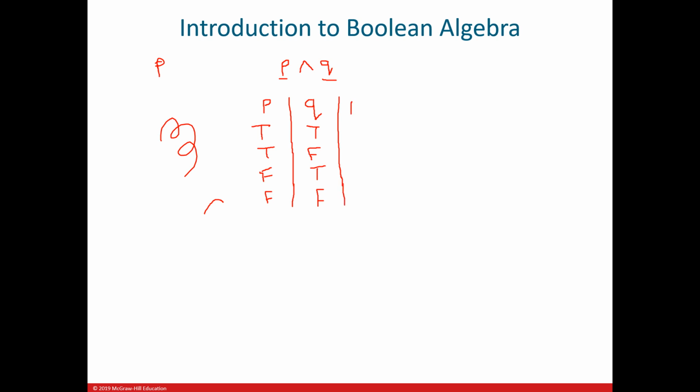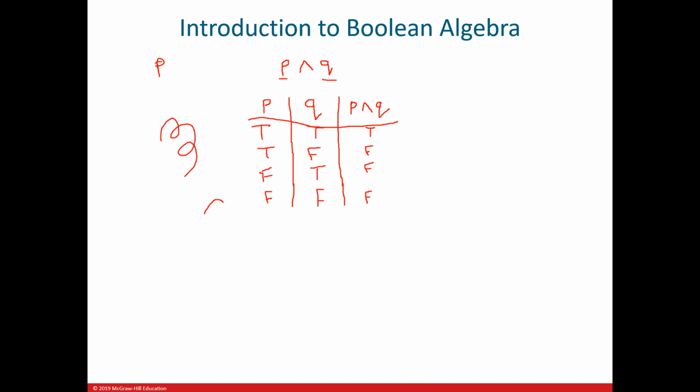When we are talking about P and Q, we know that P and Q is only true when both of them are true. So only for the first case it is going to be true. For all the remaining cases, P and Q gives us the value false. So this was the truth table for P and Q.